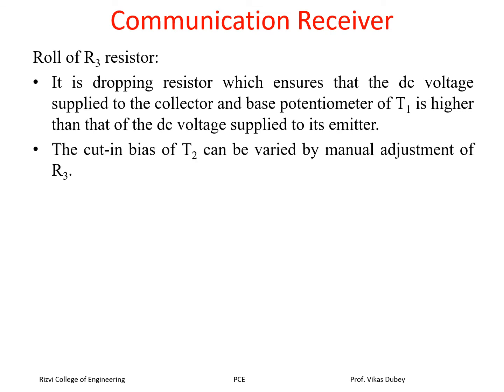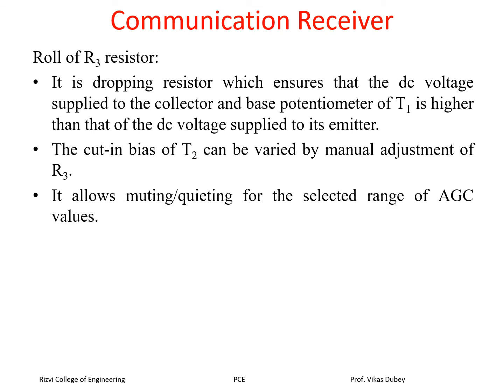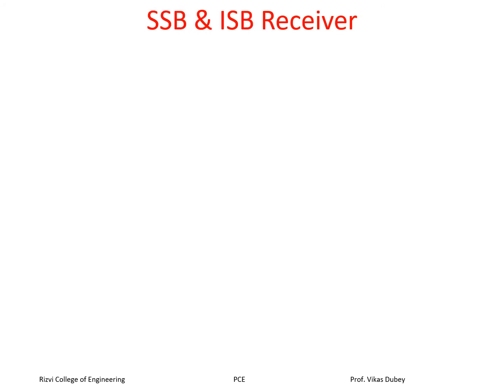The cut-in bias of T2 can be varied by manually adjusting the R3 value. It always performs muting for the selected range of AGC values. So it is important in the case of a weak station. So here we complete the communication receiver.